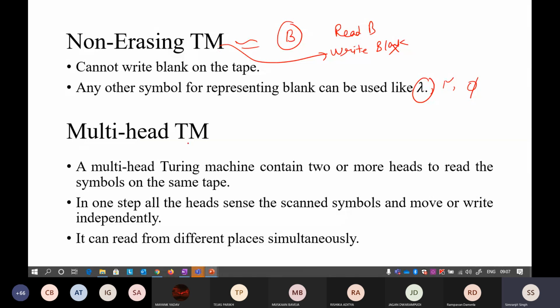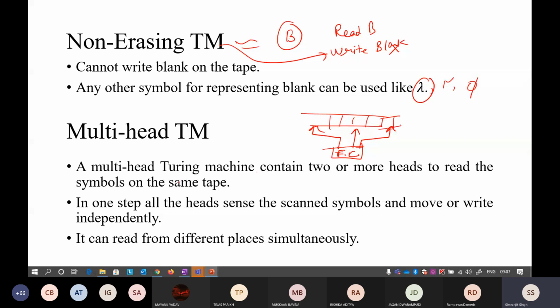Okay, so another one is your multi-head Turing machine. Multi-head means that there is a single tape, and at the finite control of the Turing machine there are multiple heads like this. This is one head, this is two heads. On the same tape, there can be multiple heads.